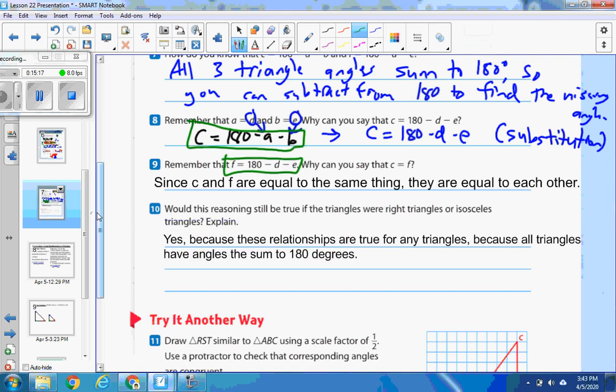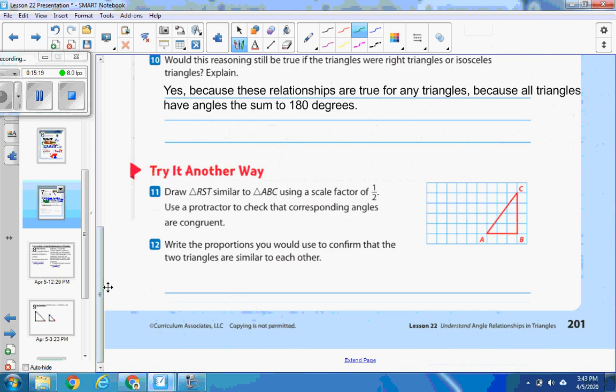I would like you to try this last one on your own. It says try another way. Draw a similar triangle. Use a scale factor. This is a little bit of a challenge one. Try it because this will also bring back what we did with dilations in a previous unit, and how if you have a scale factor, all you have to do is multiply by that scale factor. You can multiply the coordinates by it.